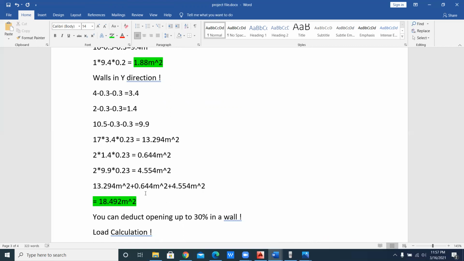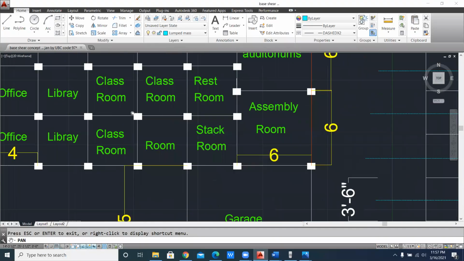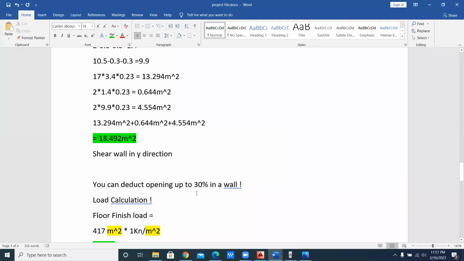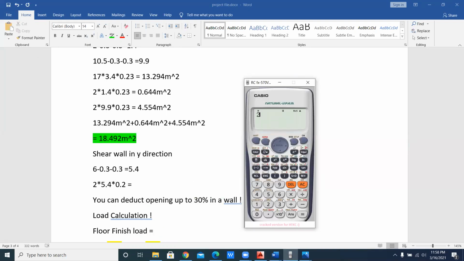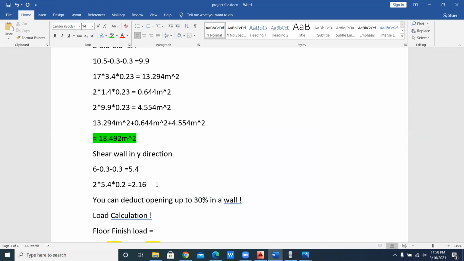I forgot one thing here: in x direction we normally forget to apply shear wall. This one is shear wall, and we have to apply shear wall here, this shear wall and this shear wall, that is two shear walls. So 6 minus 0.3 minus 0.3, that is normally 5.4. After getting the 5.4, you have two walls: 2 multiplied by 5.4 multiplied by 0.2, that is 2.16. Now it is going right.